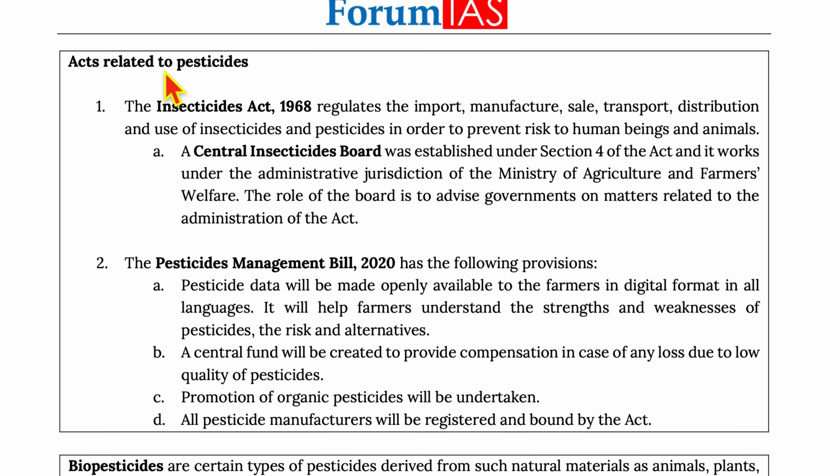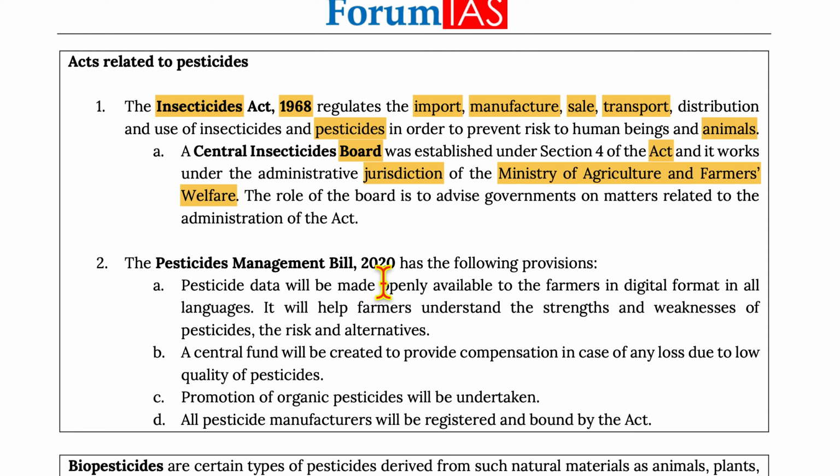Now, acts related to pesticides. The Insecticide Act of 1968 regulates the import, manufacture, sale, transport, distribution, and use of insecticides and pesticides in order to prevent risks to human beings and animals. A central insecticide board was established under Section 4 of the Act, and it works under the administrative jurisdiction of the Ministry of Agriculture and Farmer Welfare. The role of the board is to advise governments on matters related to administration of the Act.